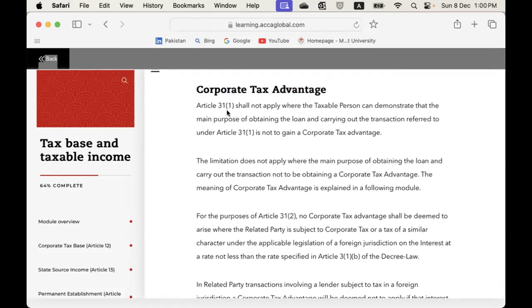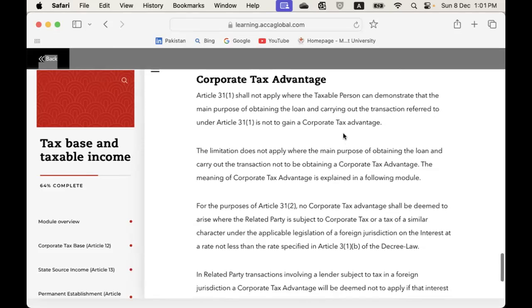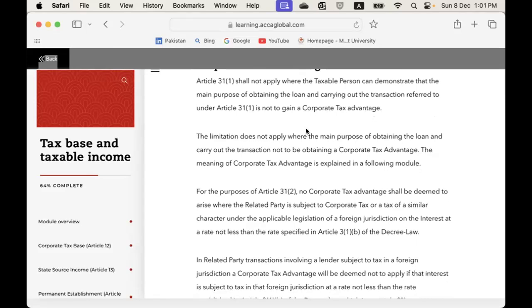So let us read Article 30, Clause 1 shall not apply where the taxable person can demonstrate that the main purpose of obtaining the loan and carrying out the transaction referred to was not to gain a corporate tax advantage. Well, the taxable person will be too foolish to demonstrate this, but the authority will demonstrate it. They will find out whether you did this to gain a corporate tax advantage. Why? Because you are deducting interest, right? So that is not allowed. You can't deduct interest.